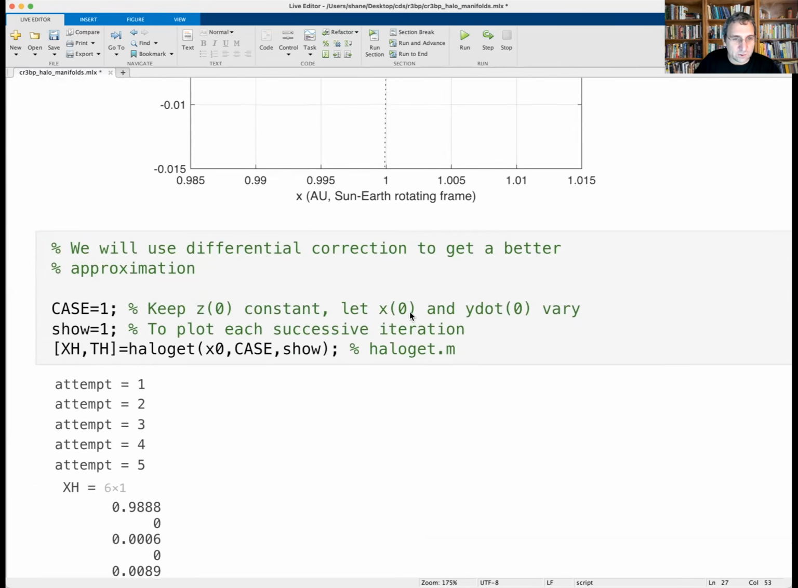So we'll use differential correction to get a better approximation. I'll call this function called halo get. It's got different cases. In this case, it's going to keep the initial z value constant, but then vary two other things, the initial x and the initial y dot.